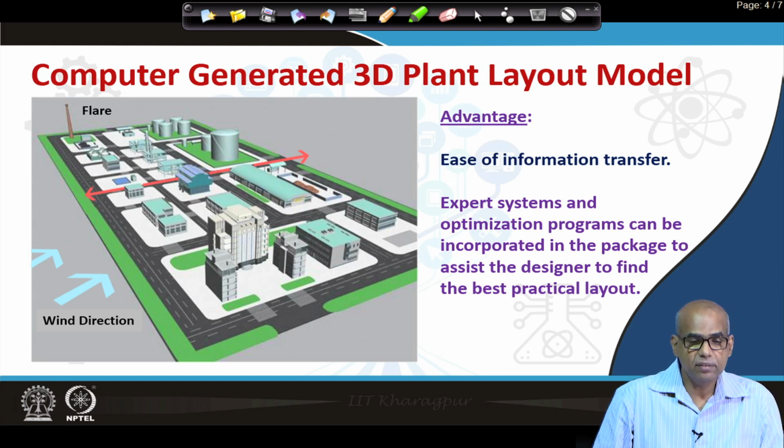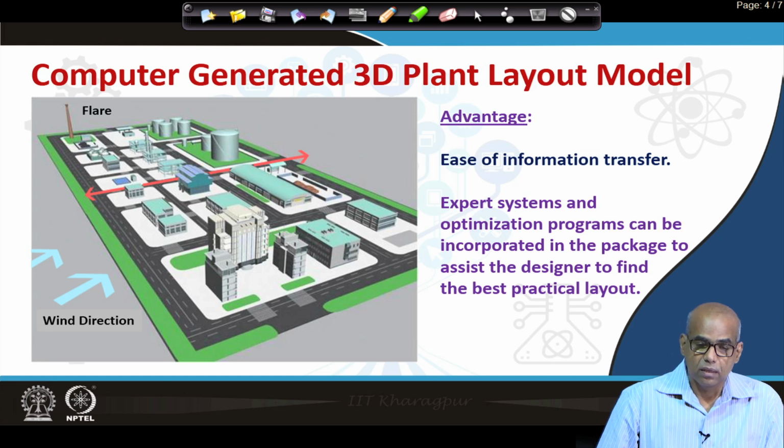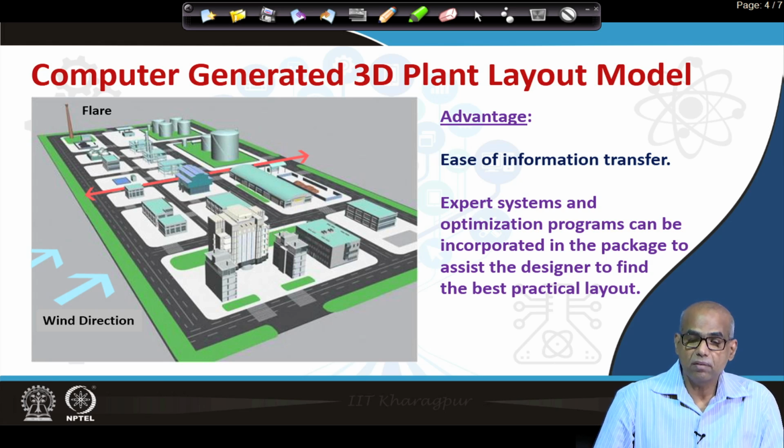So, if you generate models for plant layout using computer software, it becomes very easy to transfer this information, say, to your colleague. So, ease of information transfer is an advantage for computer generated plant layout models.